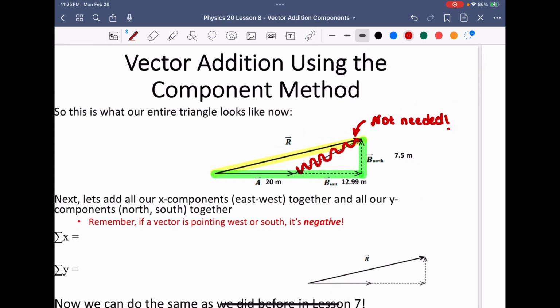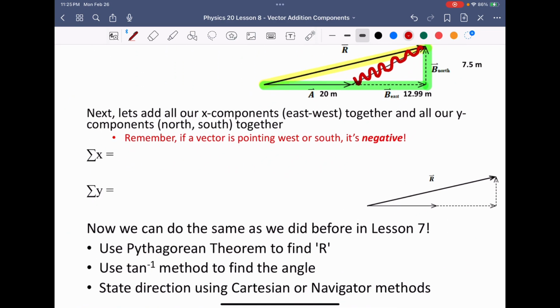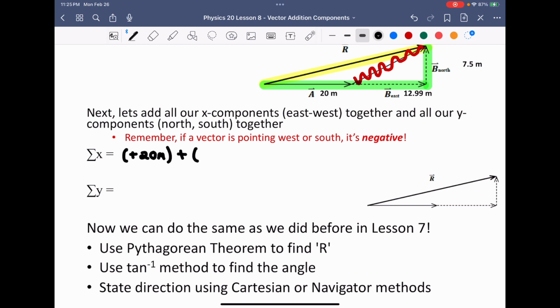So doing that below here, if we sum the x components, or take the sigma x, that means we add all our x components together. Using sines, I say it's positive 20 meters in the x, which was the vector A. Vector B in the east component is positive 12.99 meters. Putting these two together gives 32.99 meters in the positive direction, which you could also classify as 32.99 east if we wanted to.